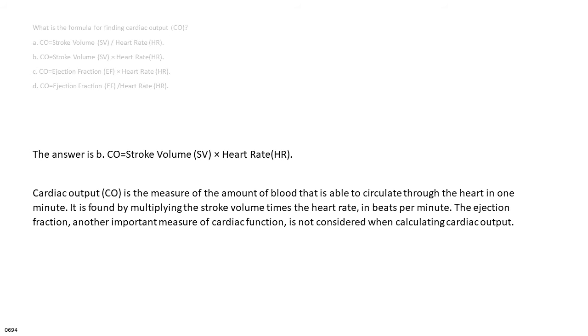The answer is B. Cardiac output equals stroke volume times heart rate. Cardiac output is the measure of the amount of blood that is able to circulate through the heart in 1 minute. It is found by multiplying the stroke volume times the heart rate, in beats per minute. The ejection fraction, another important measure of cardiac function, is not considered when calculating cardiac output.